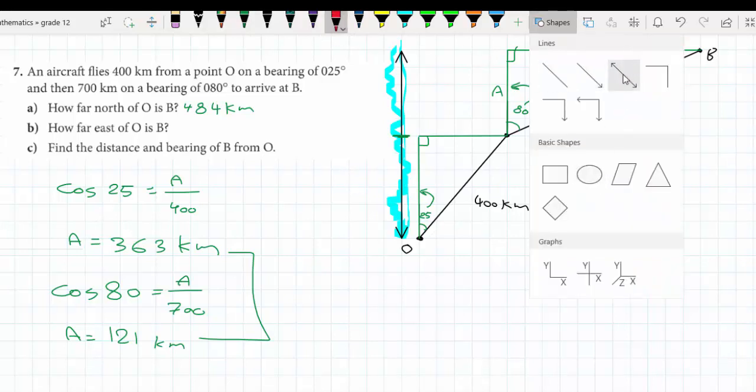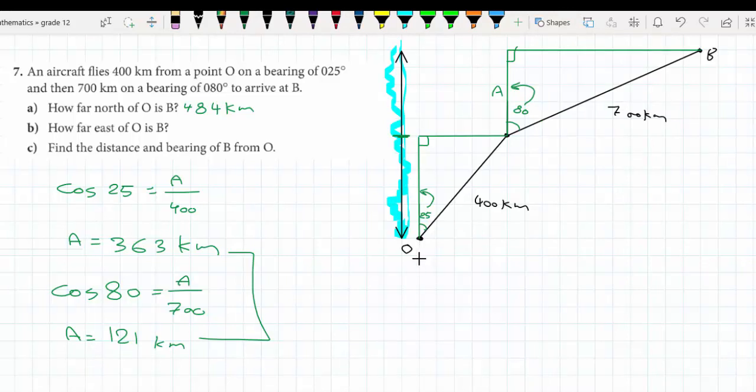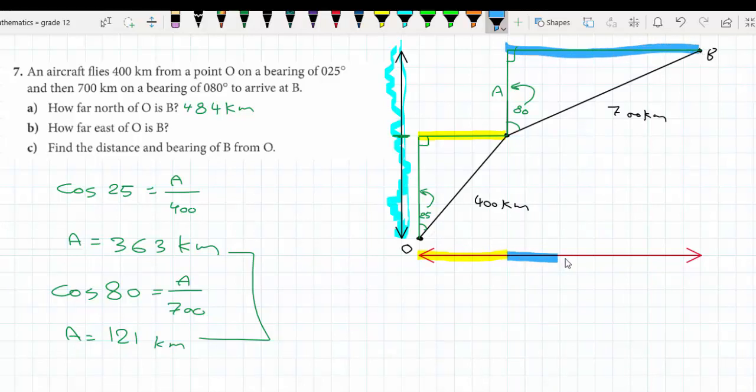In part B, we're going to do something similar to part A, but this time we have to calculate this length because this time it's on the east of O to B. We need to calculate this. Again, we're going to use the same triangles, but this time from here to there, that covers this much in this distance, and from here to there, that covers this much in this distance.